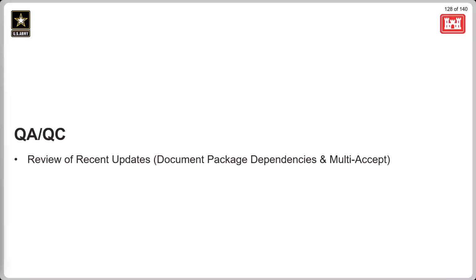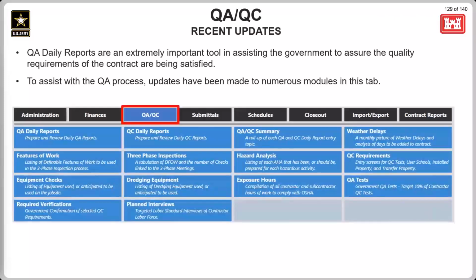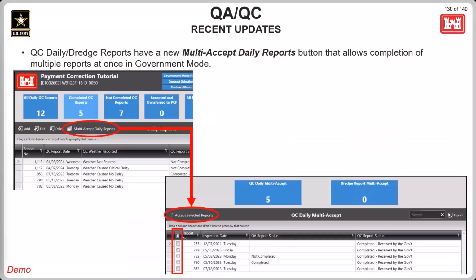Okay, now for our final set of topics, we're going to review some recent significant updates to the QA/QC areas in RMS. So a quick overview. To assist with the QA processes, updates have been made to numerous modules in this tab. And we'll start with the QC daily reports in government mode. A new function has been added to the government mode view where multiple reports can be accepted all at once.